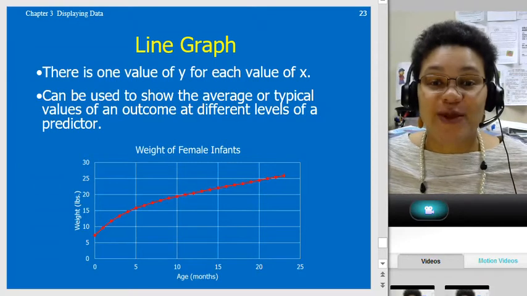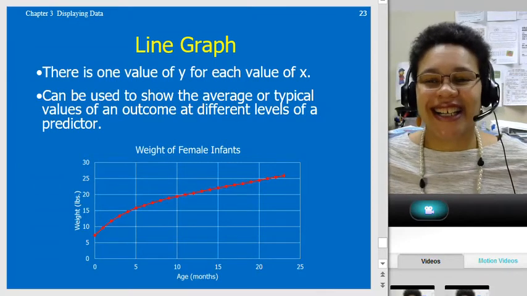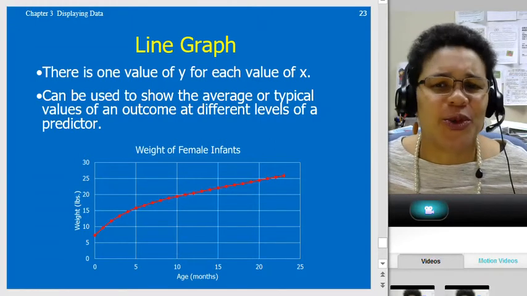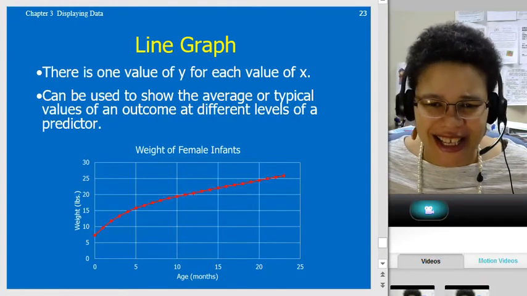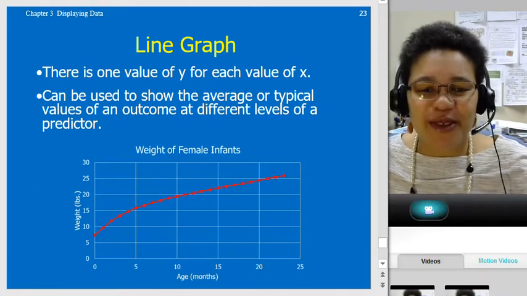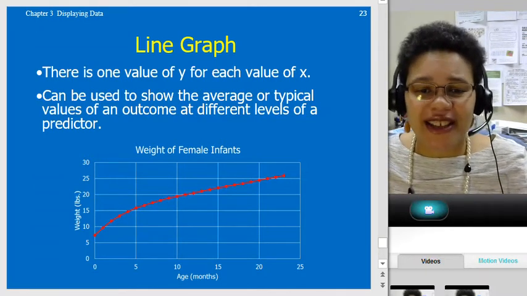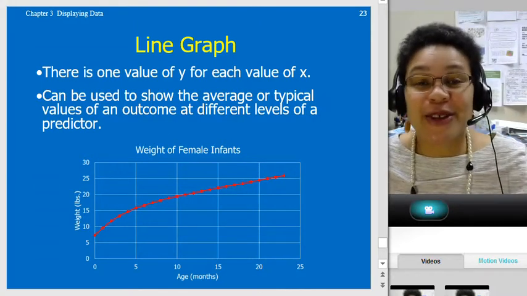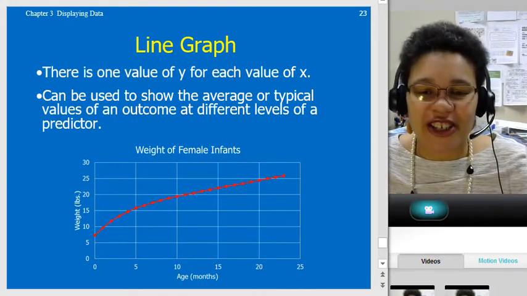My first baby was a little girl. I was constantly worried, is her weight normal? Is she growing right? All this kind of thing. And so here's the type of graph that can either fuel or dampen parental worries about the weight of their child.